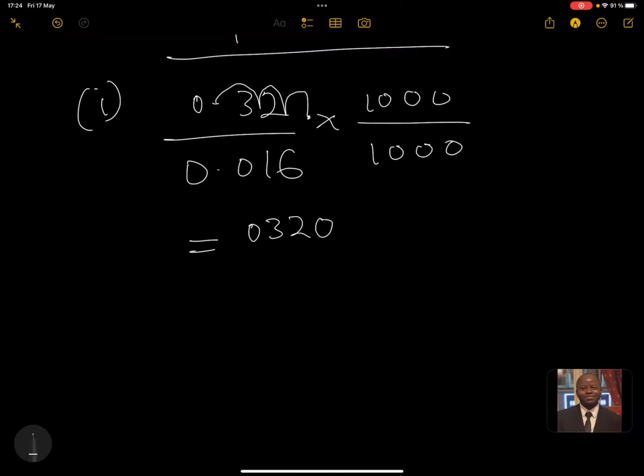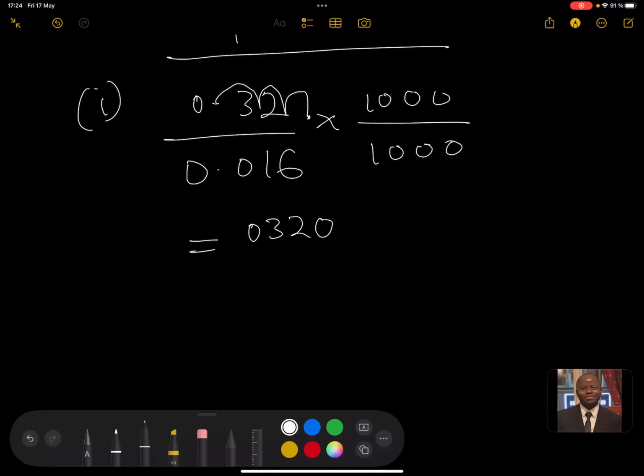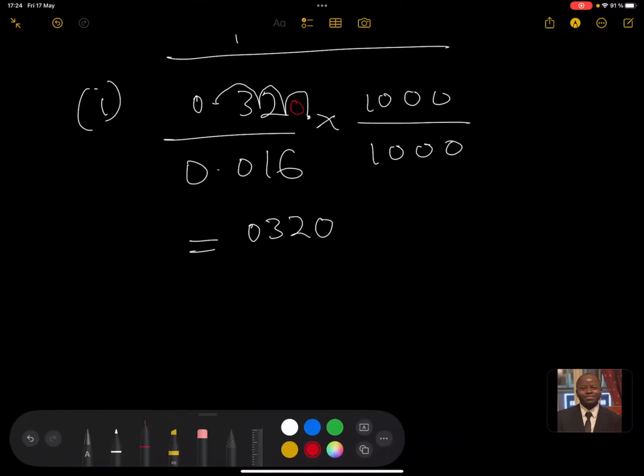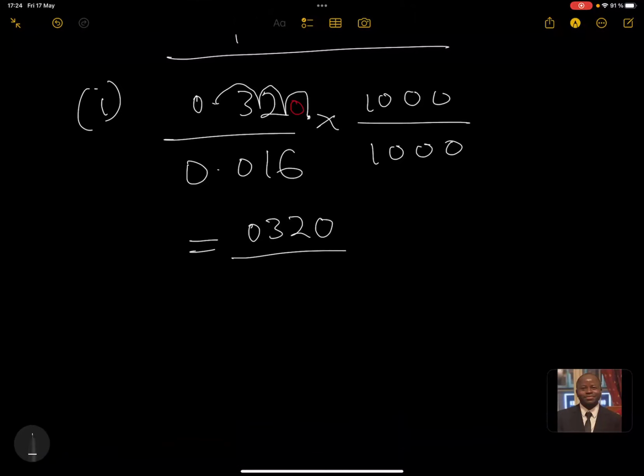So when you shift the point 3 times, you have 0320. This hole you have here, fill it up with 0. I fill it up with 2 zeros. Perfect. All right. So now that is for the numerator. While for the denominator, shift this point 3 times again. When you shift it 3 times, you have 0016.